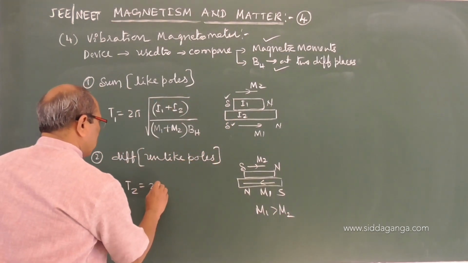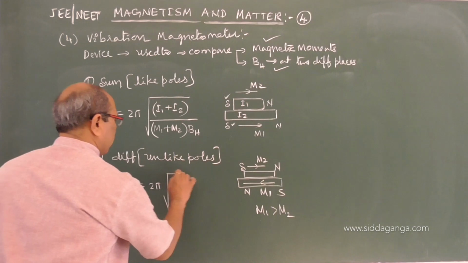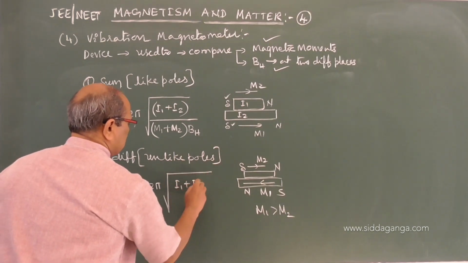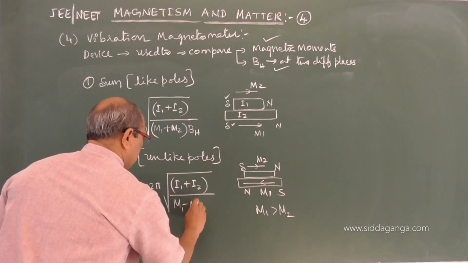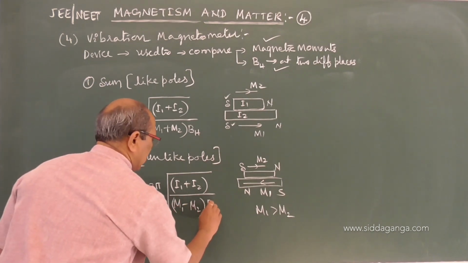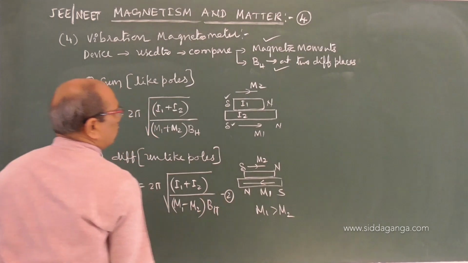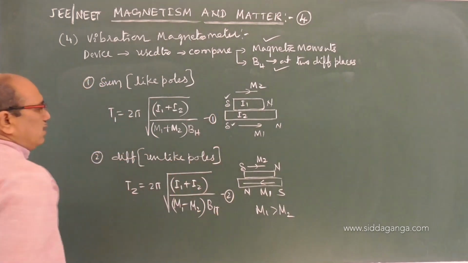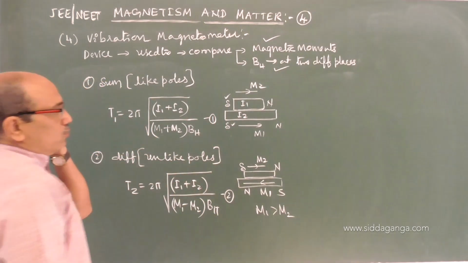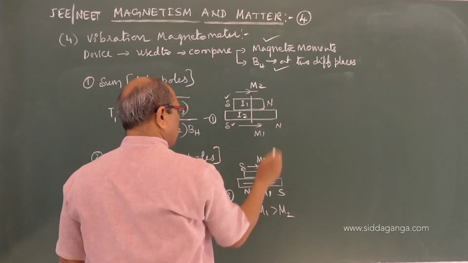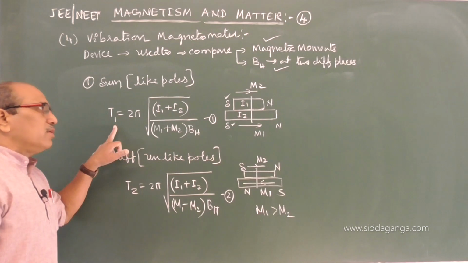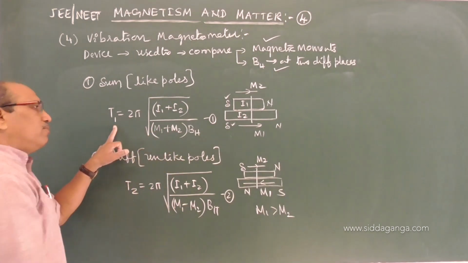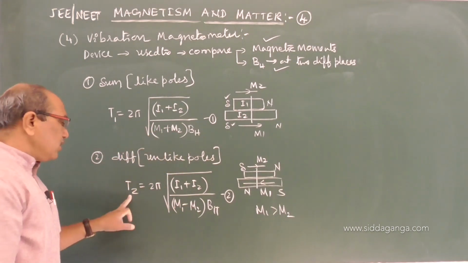Then we can write 2π into root of. The moment of inertia is added as before, but here the moments are differenced because they are in opposite directions. This is relation 2, and that was relation 1. When the two are kept one above the other with like poles together, the period is estimated as T1, and keeping those two magnets in the vibration magnetometer in opposition, we estimate T2.